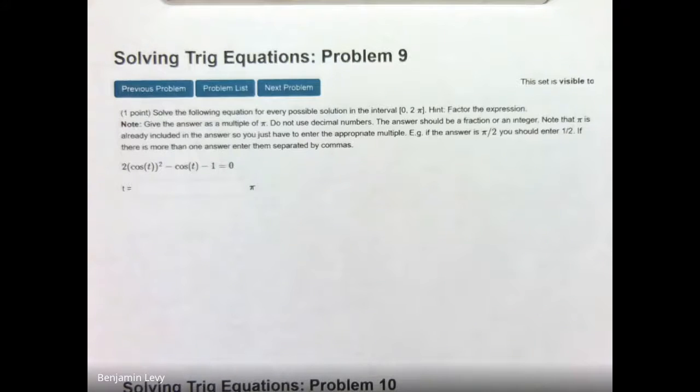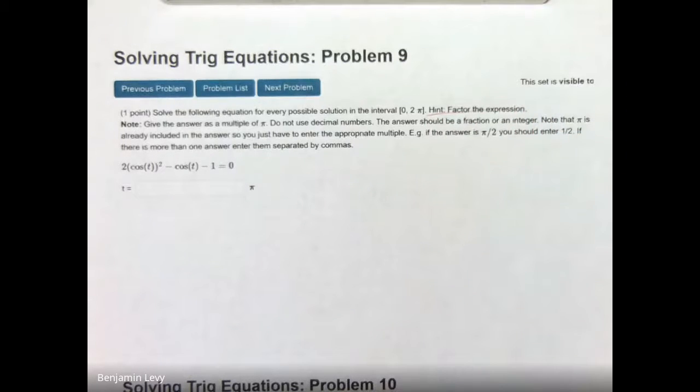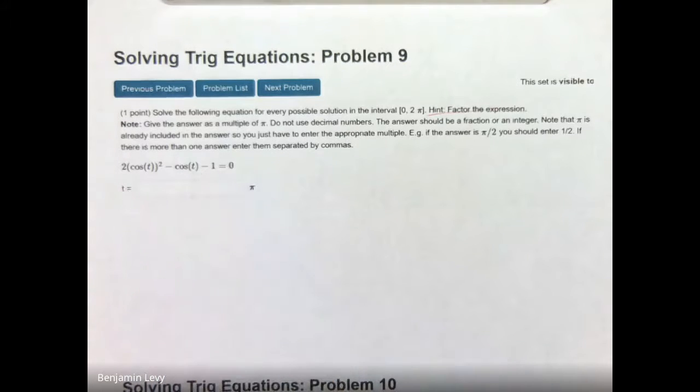Okay. And so this is another factoring one, it looks like, and it does say hint, factor the expression. And I just sort of knew it was a factoring one before seeing that because it had a square in it, right? And so if we have a quadratic kind of looking thing, it's usually going to be a factoring problem.